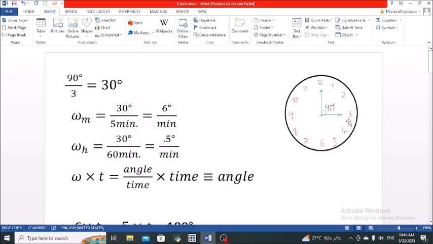The hours pointer moves the space between two numbers. That is 30 degrees per 60 minutes. That is 0.5 degrees per minute by reduction.